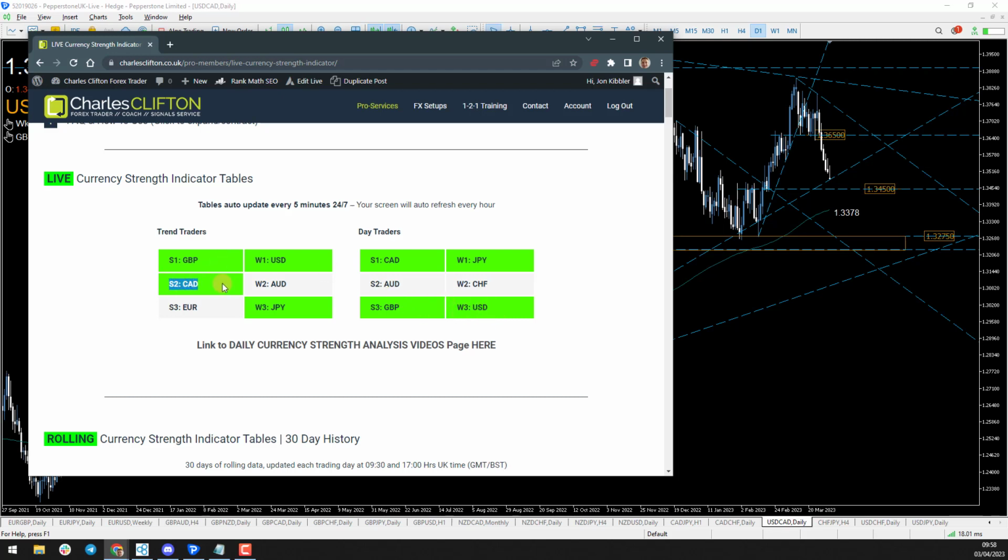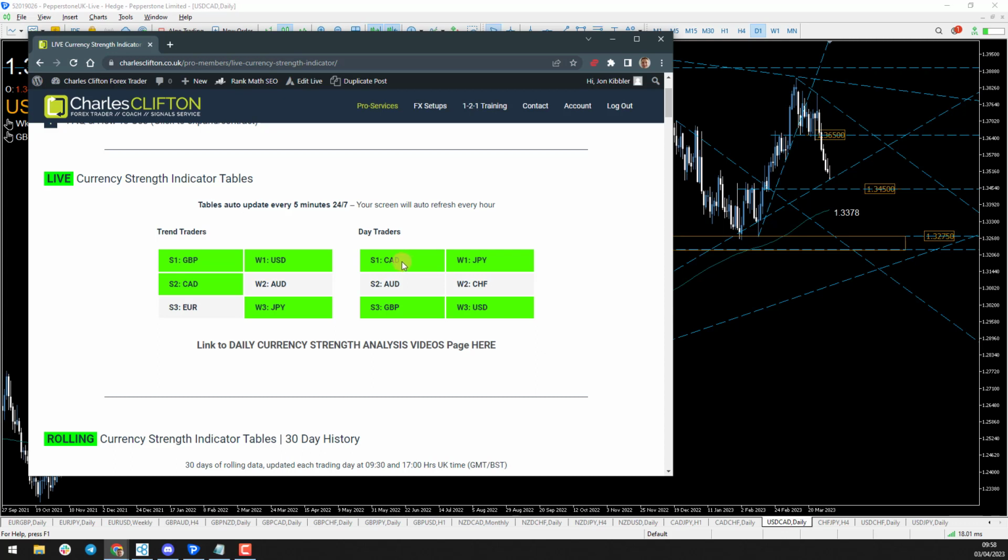CAD is the second strongest currency on the trend traders, but tops our day traders table. And we've got the yen as W3 on the trend traders, but tops our day traders table. So when we talked about last week, looking at those CAD yen reversal signals and showing that the CAD yen was moving higher, we've still got that sort of continuation on there at the moment.